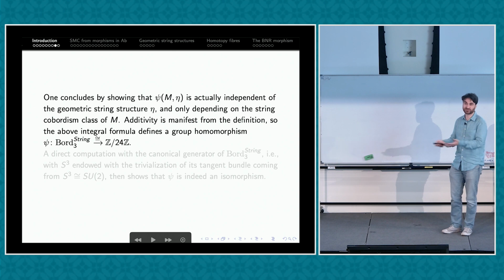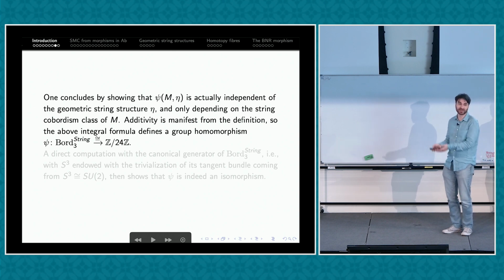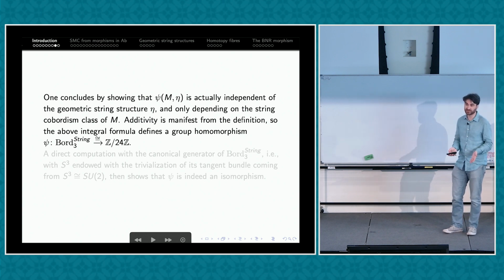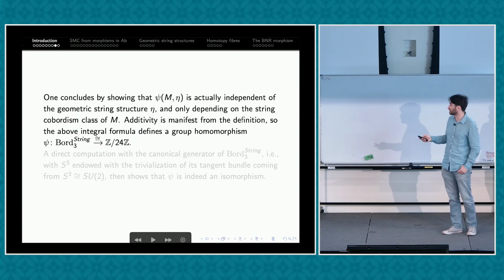But S3 is just SU(2). So, as for every Lie group, it has a canonical framing, and that is the generator of this group on the left. So everything here is canonical. I can compute that integral. What I get is 1. So the generator goes to 1, and this is an isomorphism.